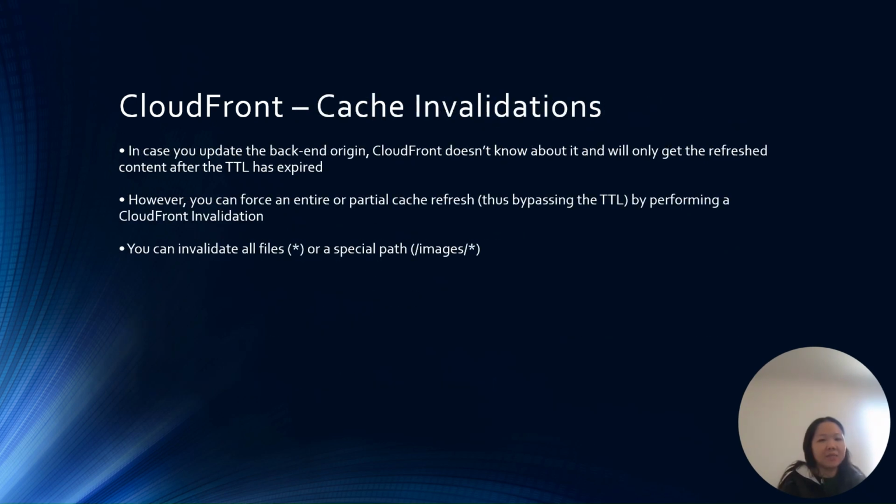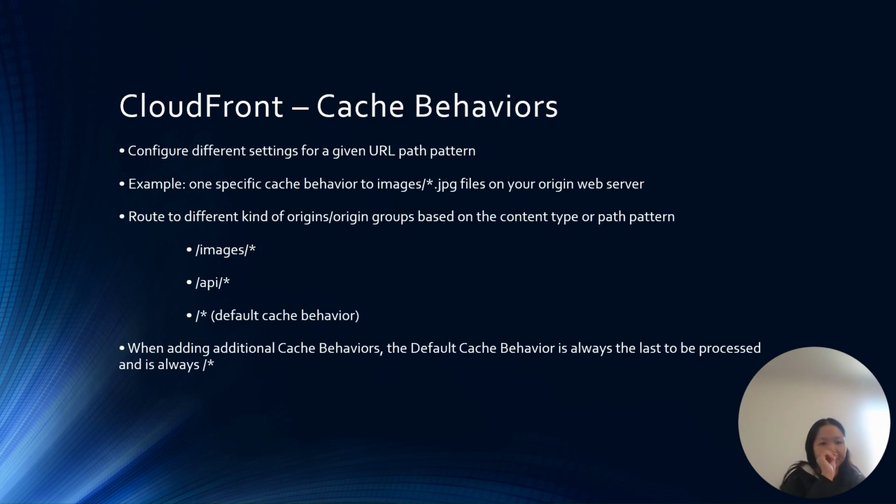CloudFront has invalidation. In case you update the backend origin, CloudFront doesn't know about it and will only get the refreshed content after the TTL has expired. However, you can force an entire or partial cache refresh, thus bypassing the TTL, by performing a CloudFront invalidation. You can invalidate all files or a special path. CloudFront has behaviors.